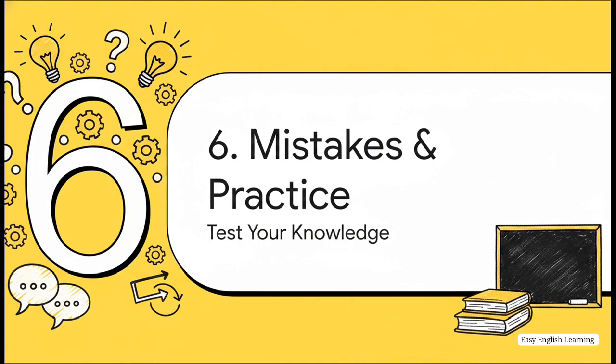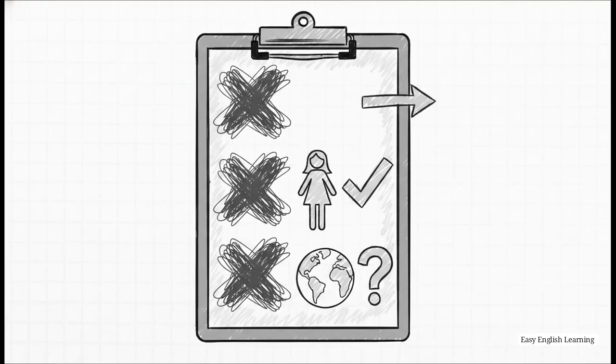And finally, part 6, common mistakes and exercises. Let's make sure you avoid these 3 incredibly common pitfalls. Mistake number 1, saying I have went. That is completely incorrect. The V3 of go is gone. It absolutely must be I have gone. Mistake number 2, saying she have finished. Incorrect again. She always requires has. It should be she has finished.